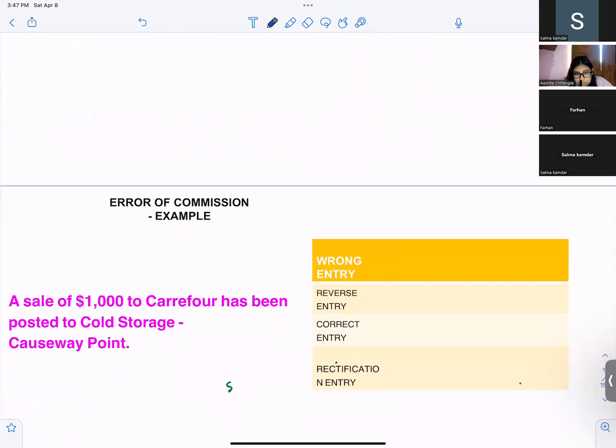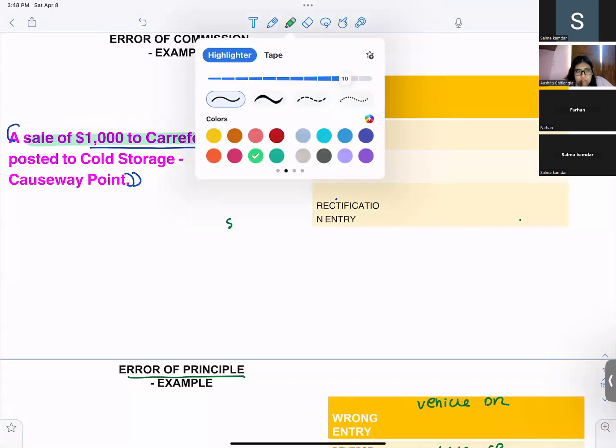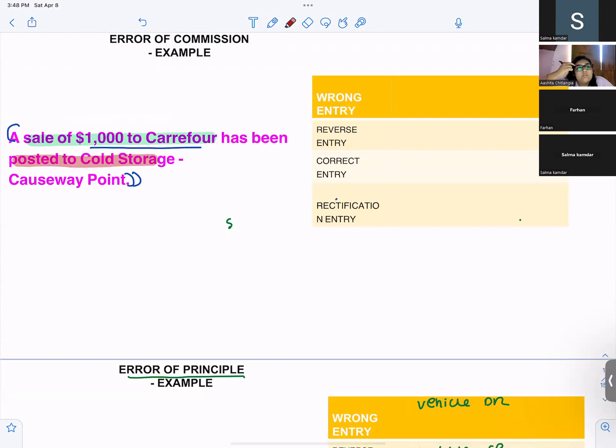Now, read this. A sale of 1000 to Carrefour has been posted to cold storage, Causeway Point. Whom did you sell it to? Carrefour. Okay, so this is the correct part. What wrong did you do? You posted it to cold storage. So this is the error of the wrong posting that you have done. Is there any mistake that has happened in the sales? No, there's no mistake that happened in the sales.